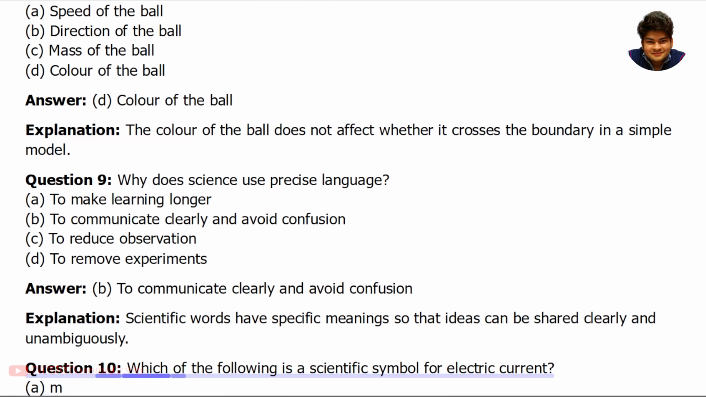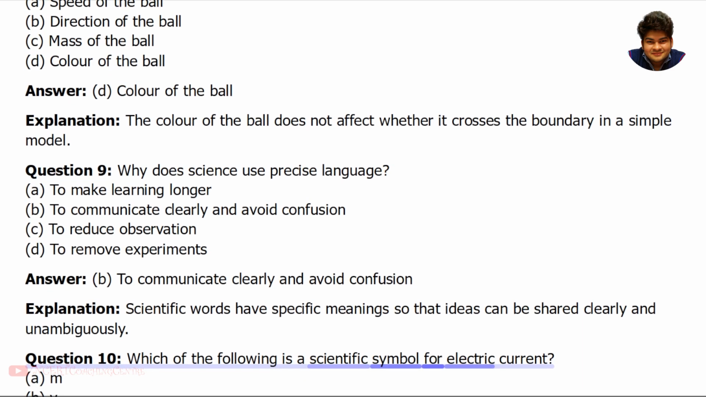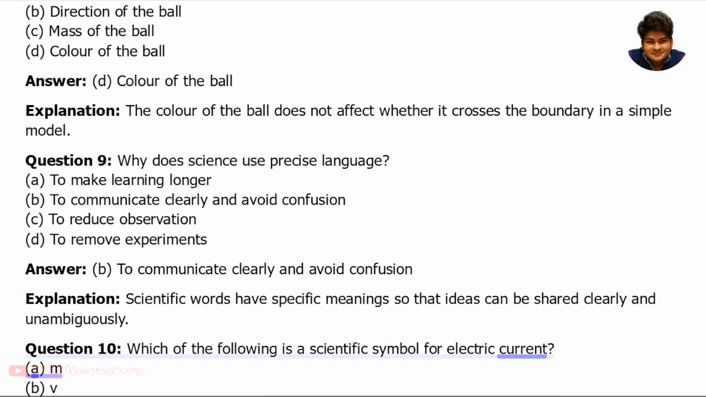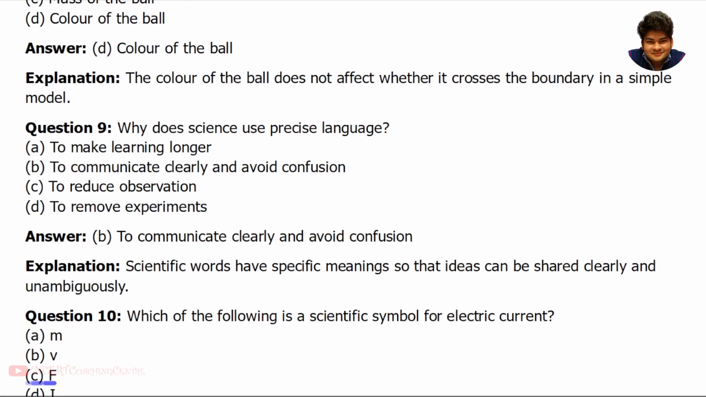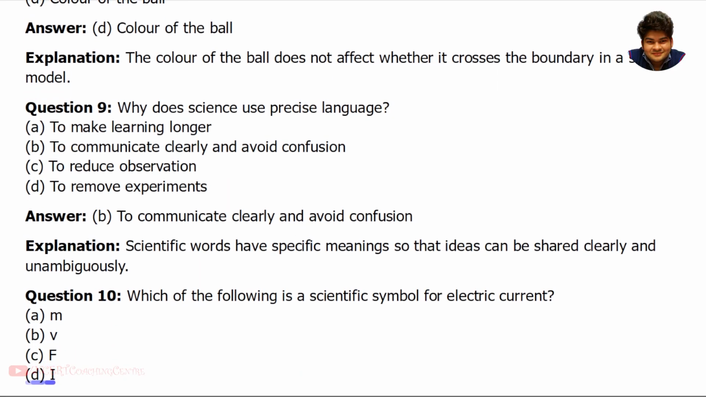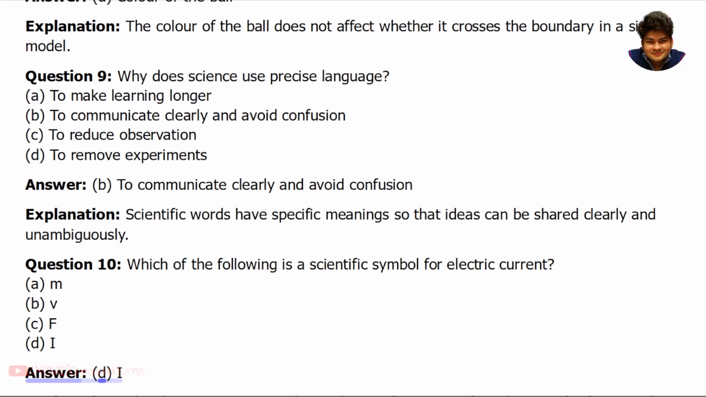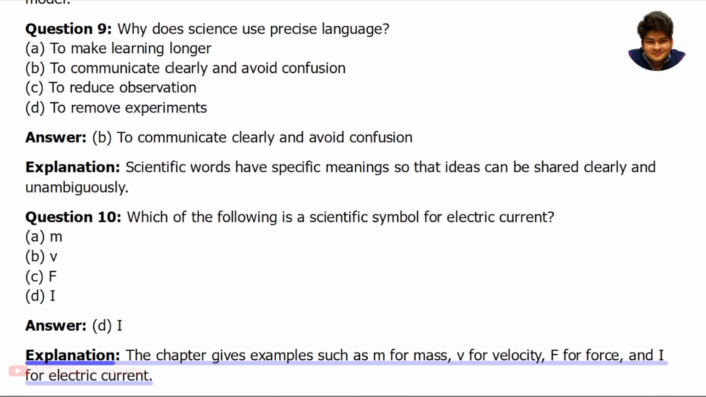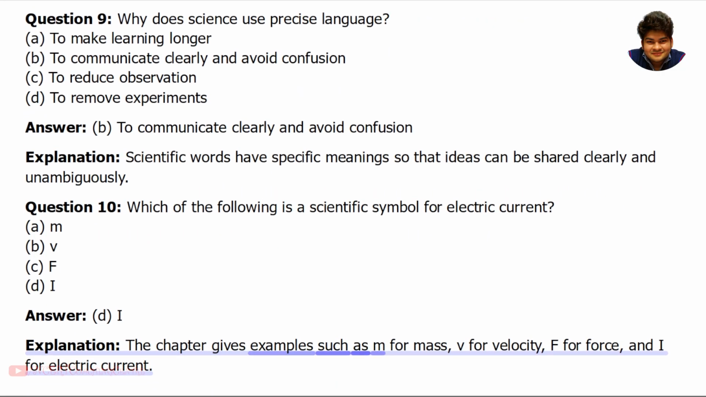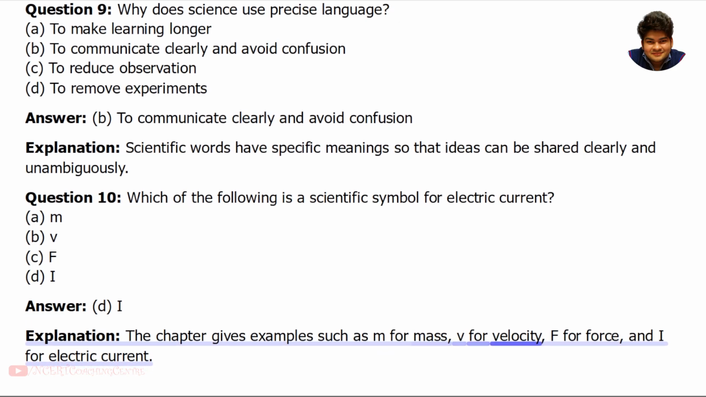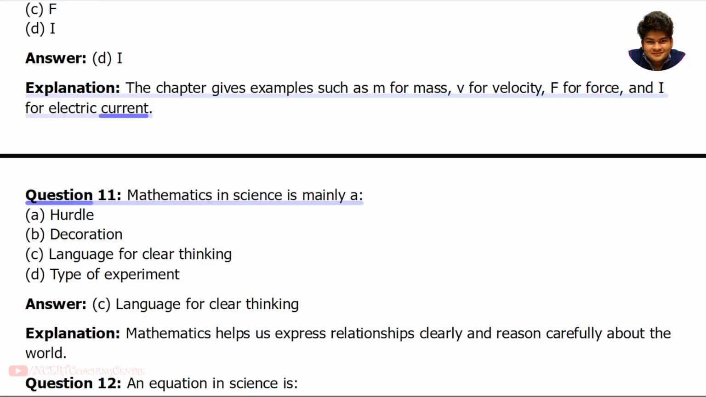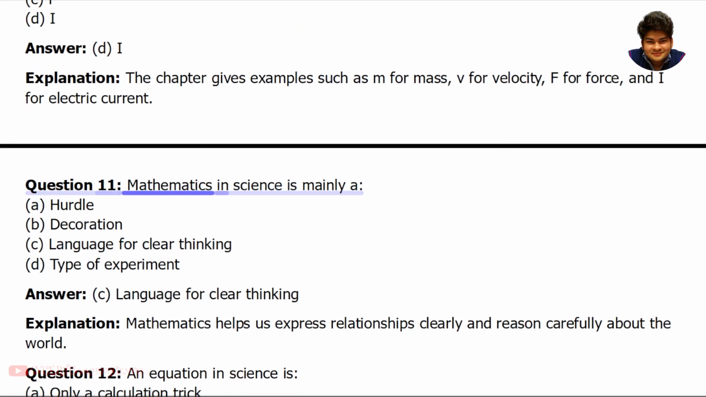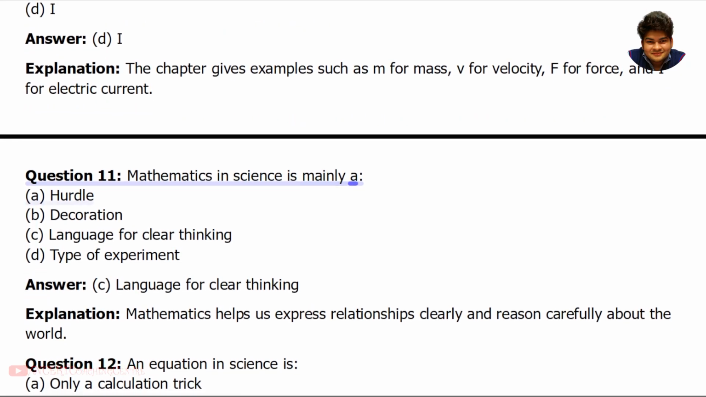Question 10. Which of the following is a scientific symbol for electric current? A. M. B. V. C. F. D. I. Answer: D. I. Explanation: the chapter gives examples such as M for mass, V for velocity, F for force, and I for electric current.